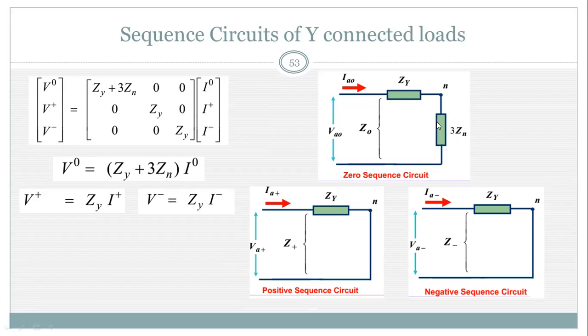So this ZY plus 3Zn is equal to Z naught. This is the zero sequence impedance. It happens if the neutral of the Y connected load is grounded through an impedance. And how this 3Zn comes, we developed the equation to prove that. So these are the sequence networks.